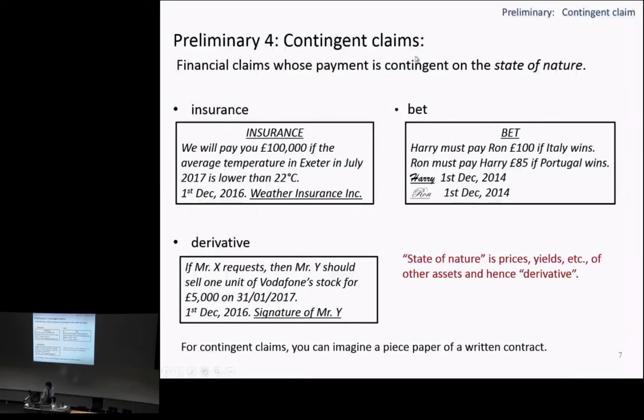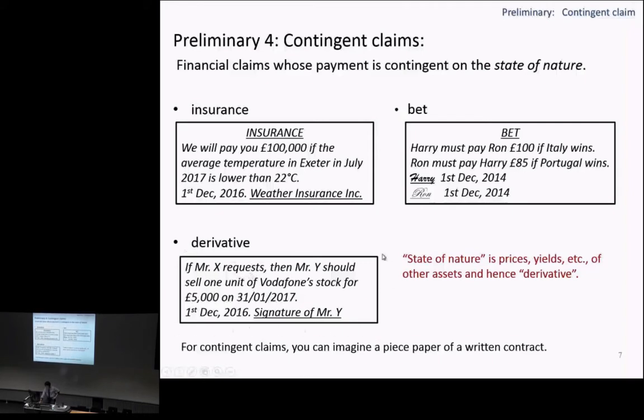The last example of contingent claim is a financial derivative. Financial derivatives are a contract whose payoff depends on prices or interest rates of some other financial assets. So that's why they are called financial derivatives, in the sense that these financial assets are derived from other financial assets. So for them, the state of nature is prices or interest rates of some other financial assets.